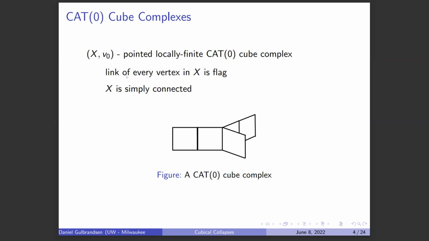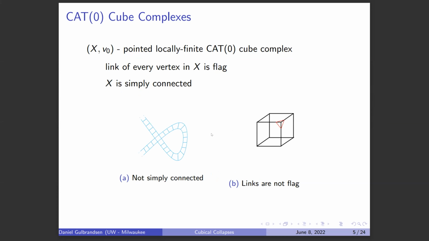If you recall the first condition, the link condition is in the spirit of non-positive curvature, like in Gromov. And then forcing it to be simply connected is actually going to provide us with one of the key properties we want of these cube complexes that will come up shortly. And in this image, you're seeing cube complexes that are not CAT(0) cube complexes. The first one in A fails the simply connected condition, and in B, this is a 2-dimensional object, just a 2-sphere, really. And this link you're seeing here is not a flag complex. This triangle is not filled in.